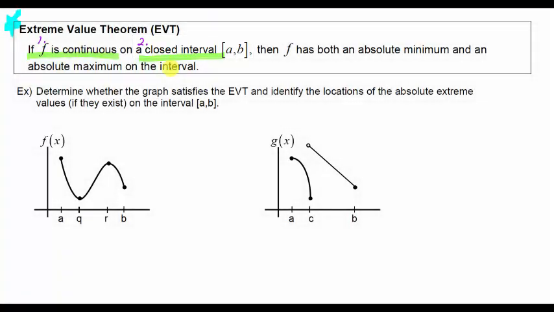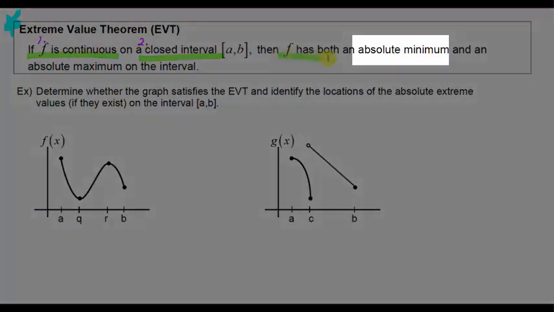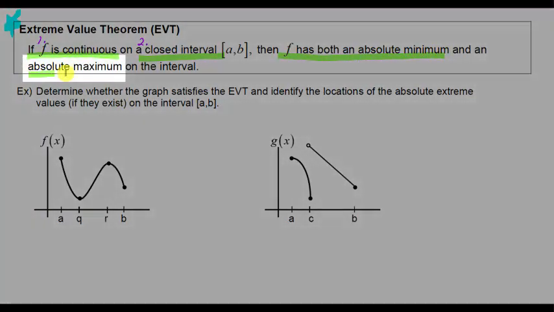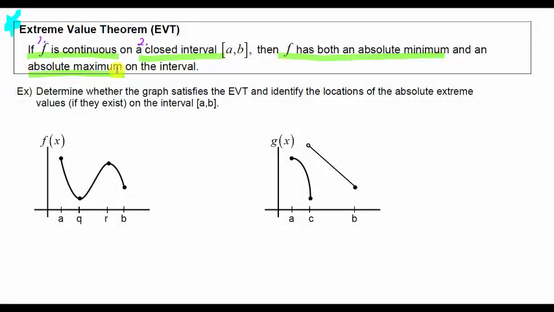Then, if a function is continuous, meaning no holes, no jumps, or no gaps, and you are given a closed interval, then that function has to have both an absolute minimum and an absolute maximum. If you are going to use the EVT on a problem, what is the first thing you must do? First, you have to check to see if f is continuous. And secondly, you have to see if you have a closed interval. So let's look at the example.